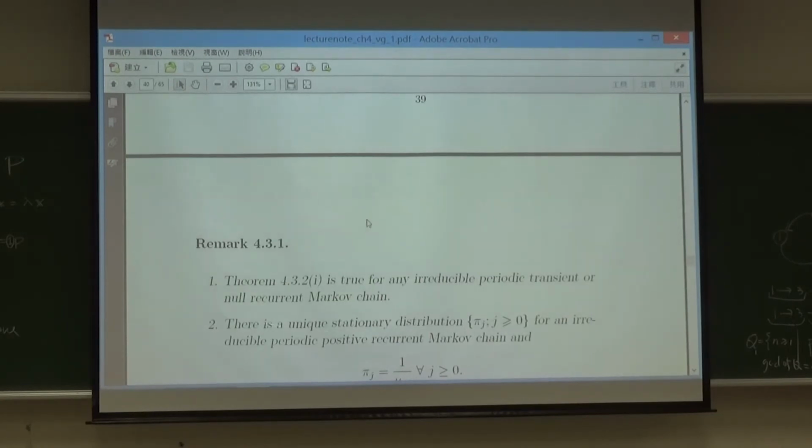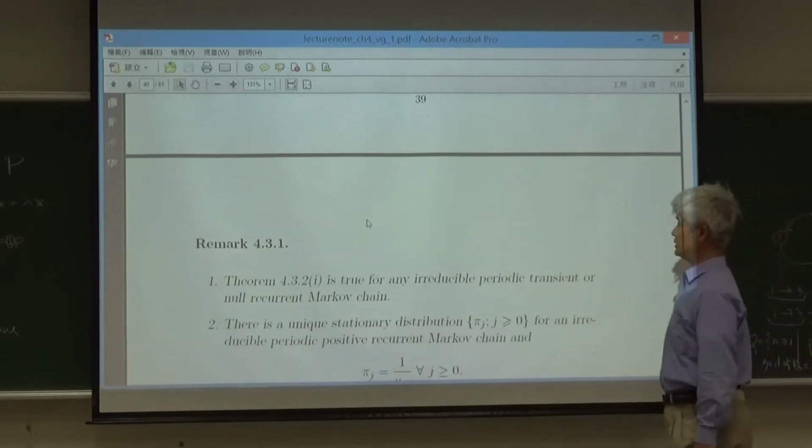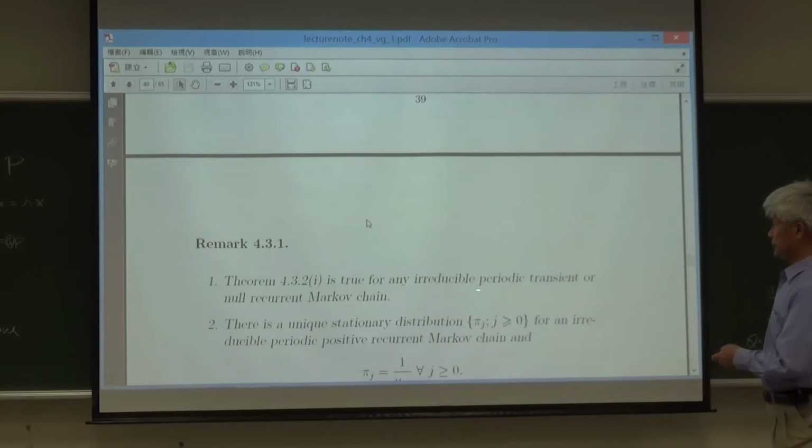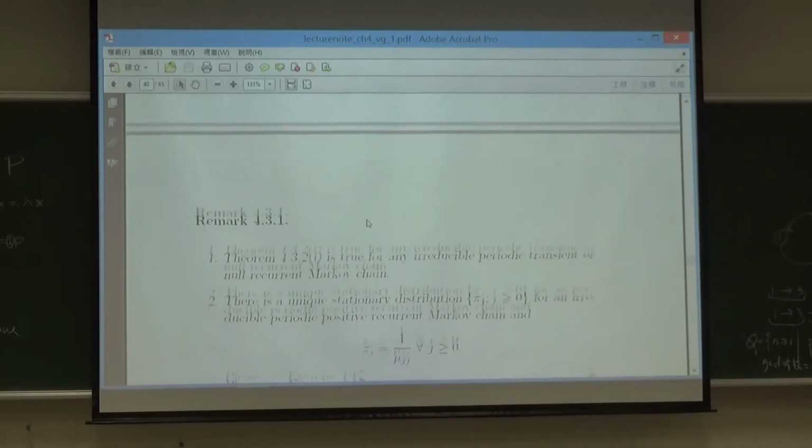Okay, so the remark just stresses the same thing I mentioned. The first part is true for any irreducible, periodic, transient, or non-recurrent chain.